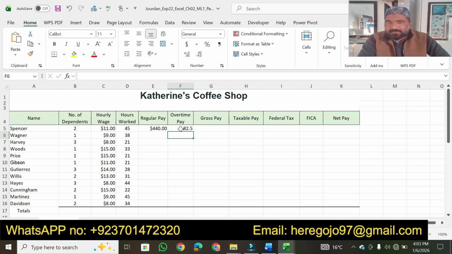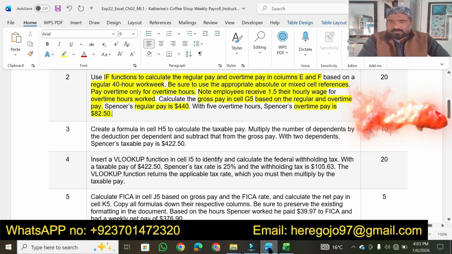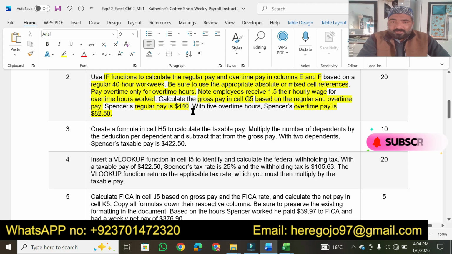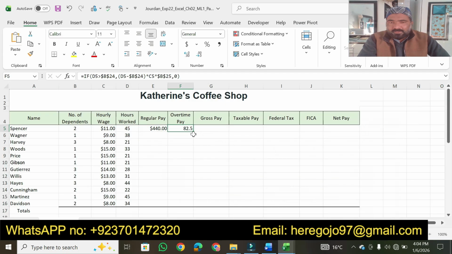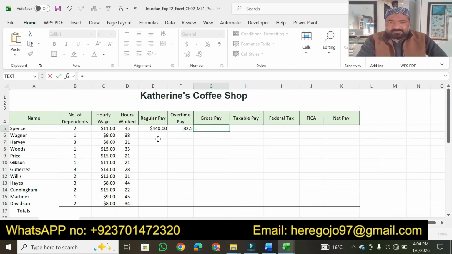Now you may compare this answer with this answer, so it's exactly the same. Okay, so first the E column value we have calculated, then the column F value is also calculated. Now we have to calculate gross pay in G5 based on regular and overtime. So here we use equal, then this one plus this one and press enter.